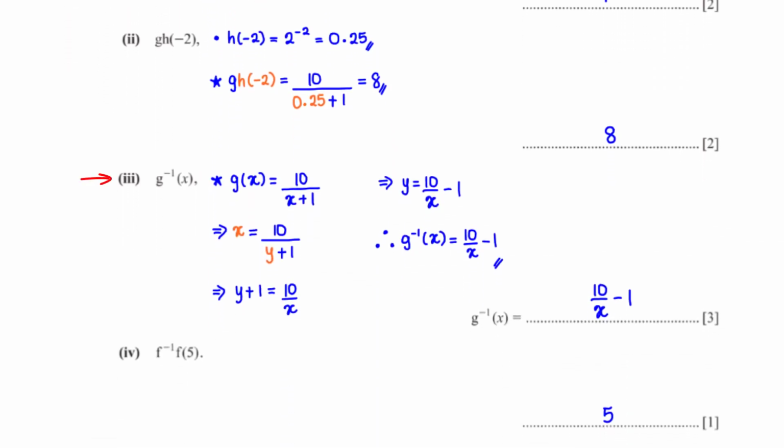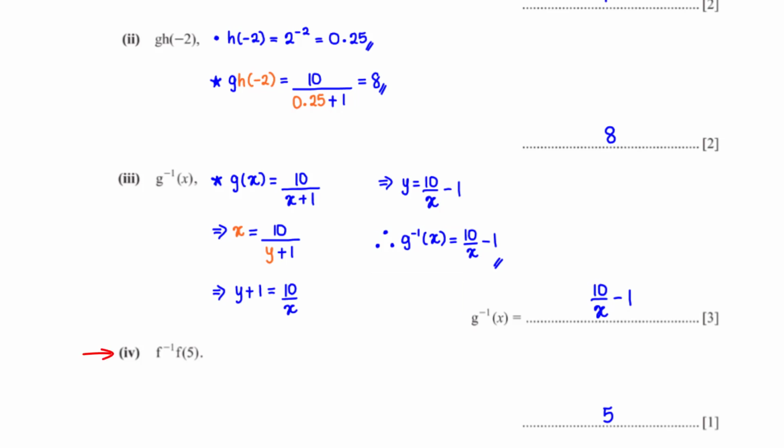Find g inverse of x. First, we replace g of x with y and replace x with y. Now we need to make y the subject. When we make y plus 1 the subject, this is what we have. When we subtract 1 from both sides, we get y equals 10 over x minus 1. This expression we have for y is the same as g inverse of x. So g inverse of x is also equal to 10 over x minus 1.